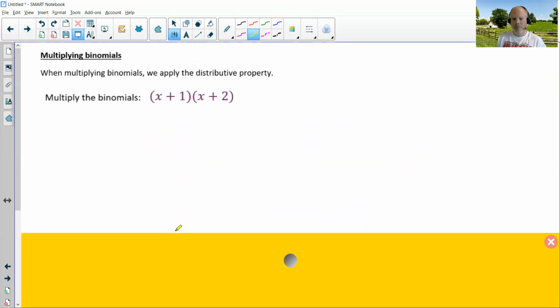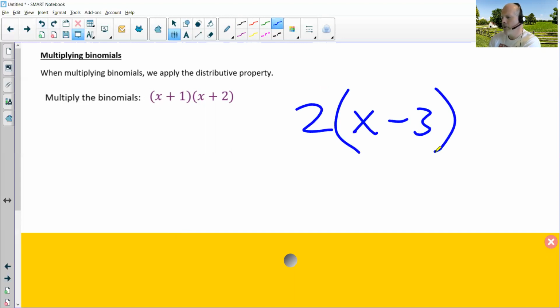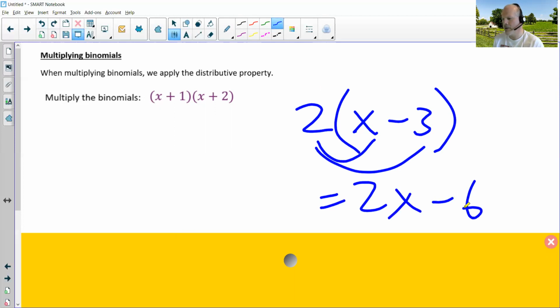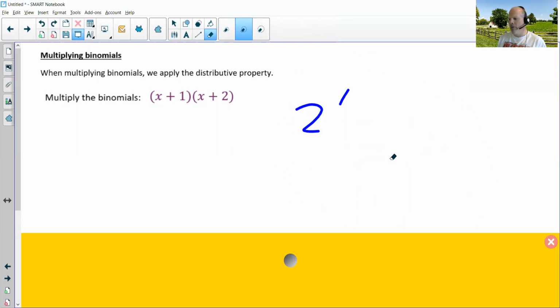Moving on in the notes. When we want to multiply 2 binomials, we're going to do the distributive property here. Just like in the past, if you saw 2 times x minus 3, we would distribute the 2 and get 2x minus 6. Well, we're going to do the same thing here, except now we have 2 binomials multiplied together.